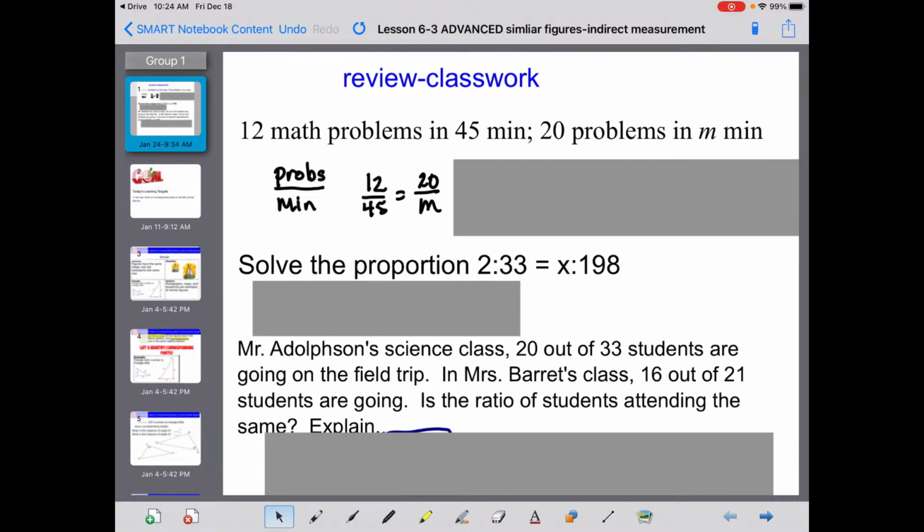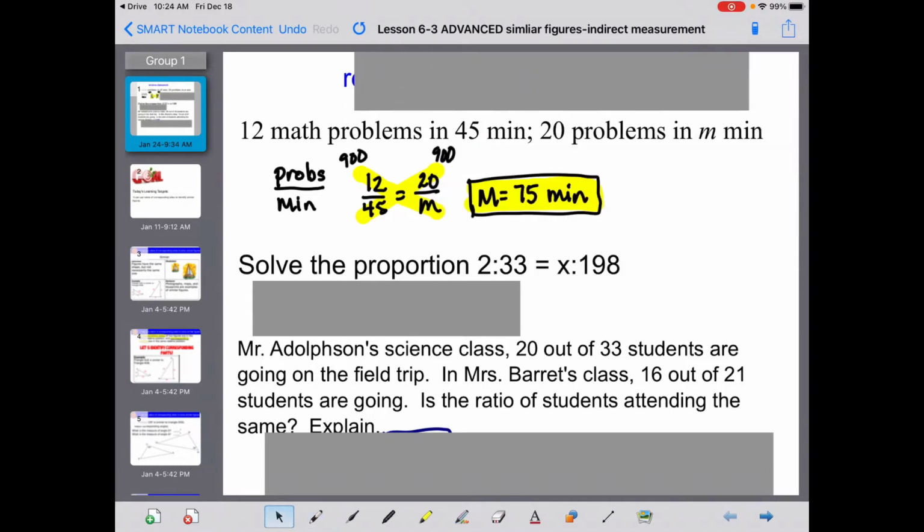A proportion is two equal ratios, so I need to make these equal. So I use cross products. 45 times 20 is the same as 12 times m. 45 times 20 is 900. So what number times 12 equals 900? I simply take 900 divided by 12, and I get 75 minutes.